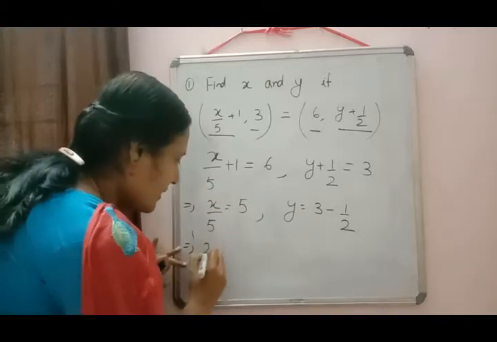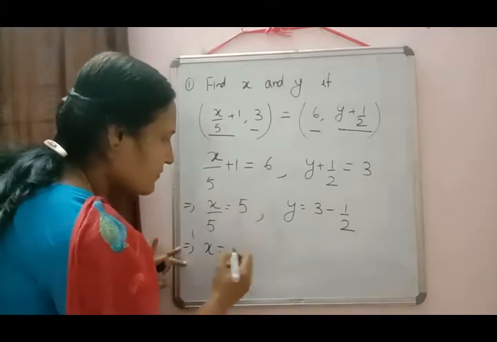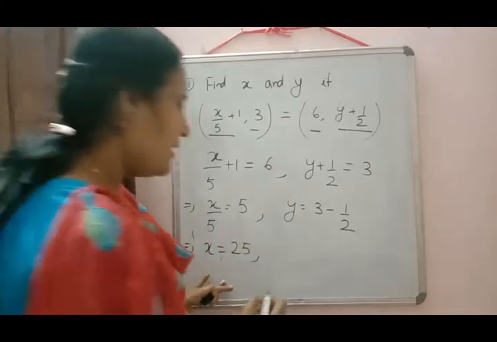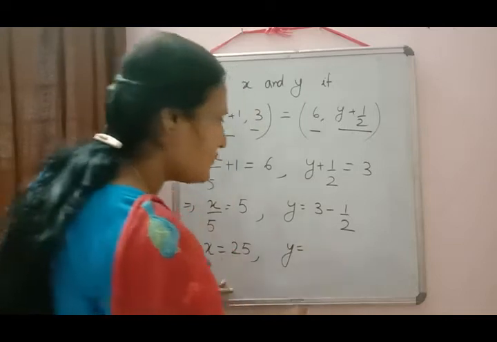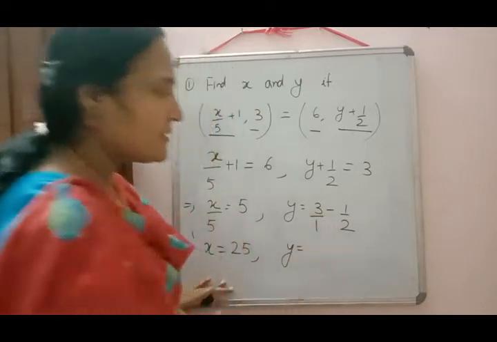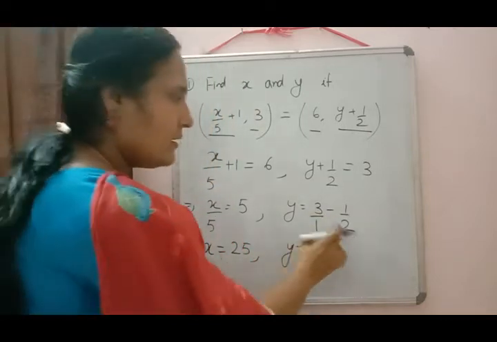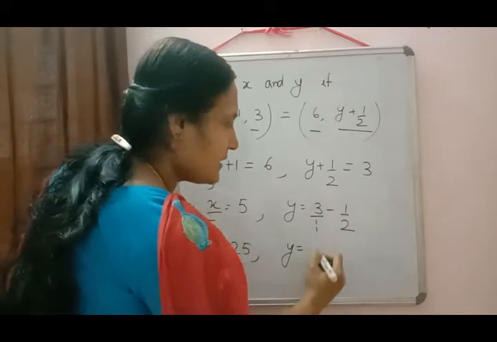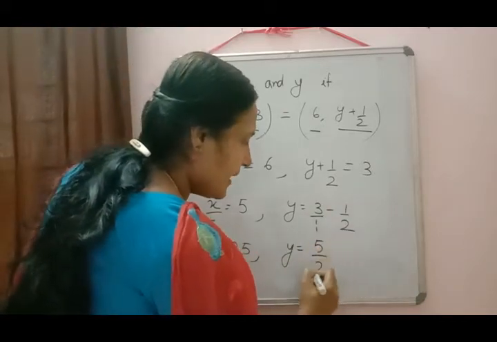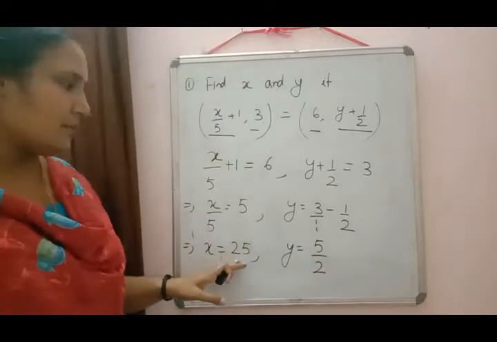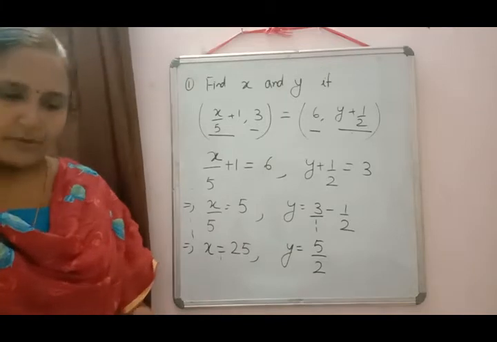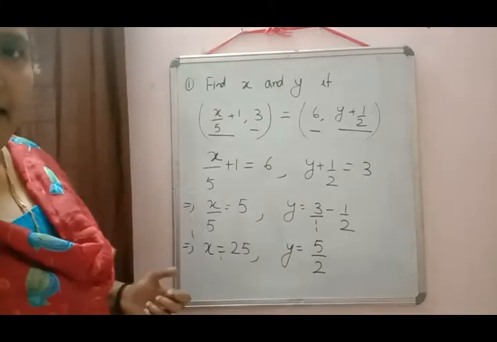Then we will get here x is equal to 5 into 5, 25. Similarly, here what will come? y is equal to, if nothing is there, we can write here 1. Now do the cross multiplication. Then what will come? 3 twos are 6 minus 1, 5 by 2. So x is equal to 25 and y is equal to 5 by 2. This question is clear? Okay.